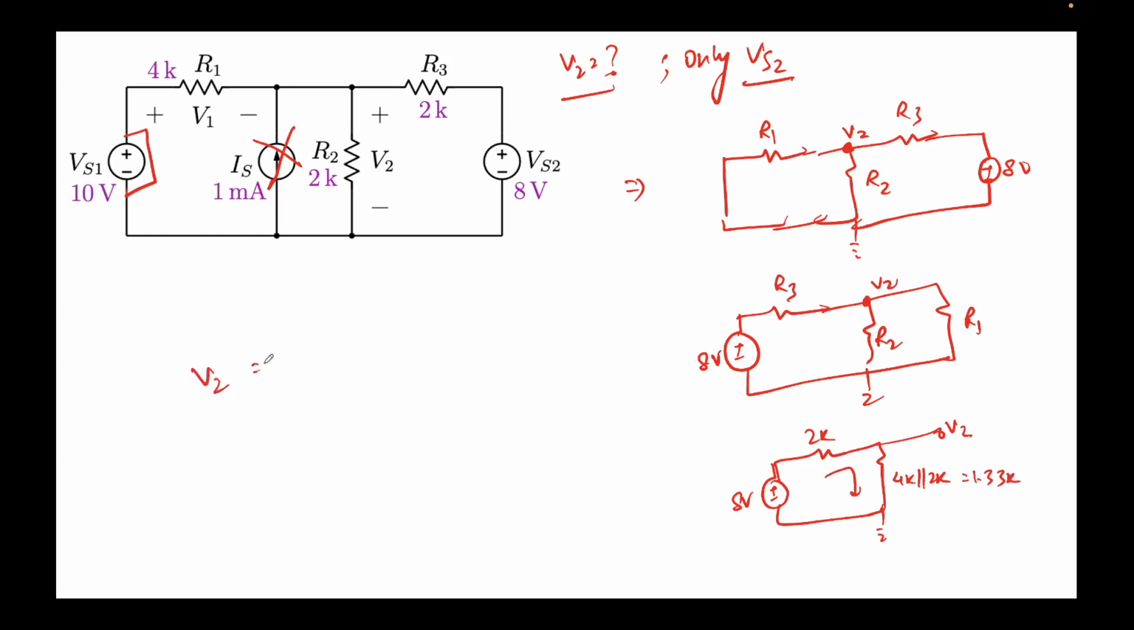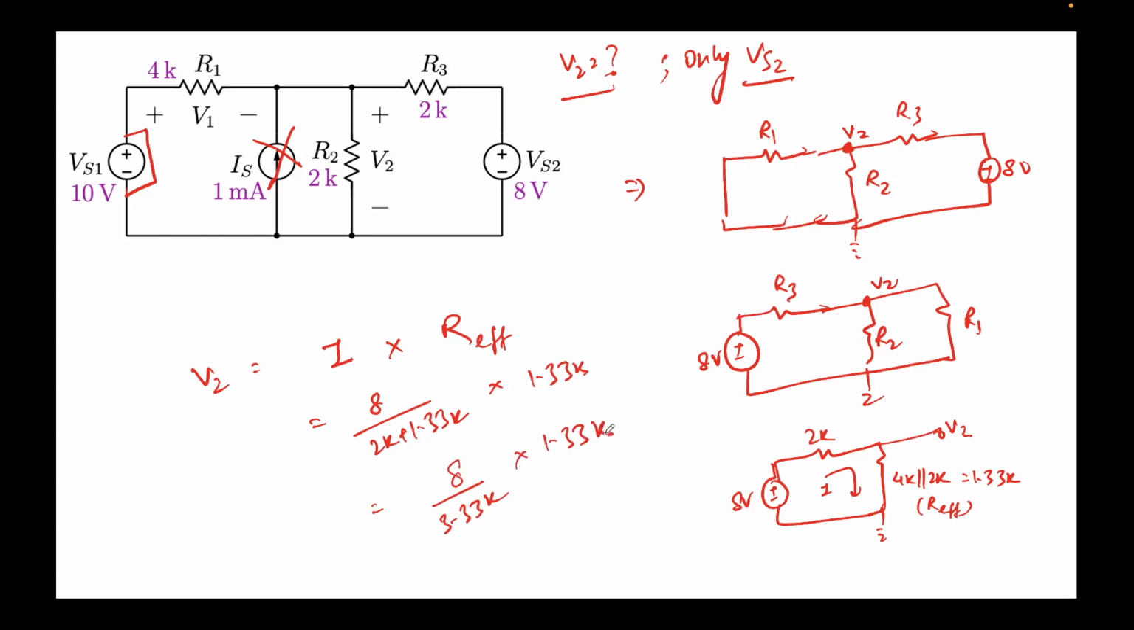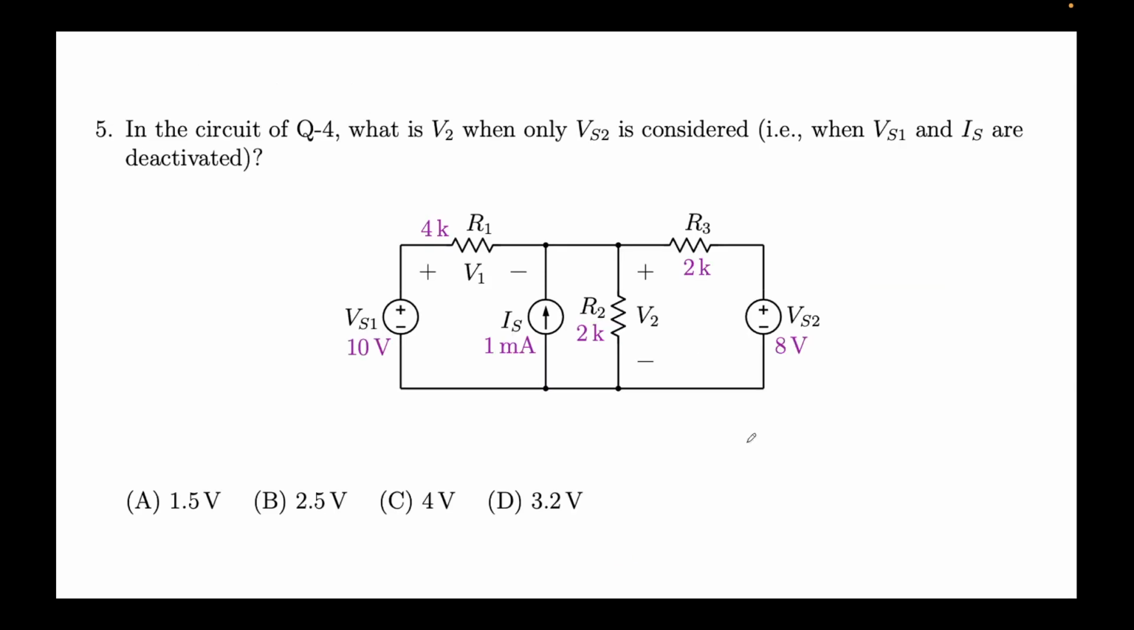So again, I can write V2 is equal to, let's call this current I again, I times this value R. Let's call this R effective times R effective. So current I would be 8 volts divided by 2K plus 1.33K, times 1.33K. This is 3.33K times 1.33K. So 1.33K divided by 3.33K is 0.4. So 8 into 0.4 is 3.2 volts. This is question number 5. So option D is the correct answer. So we calculated that the value would be 3.2 volts.